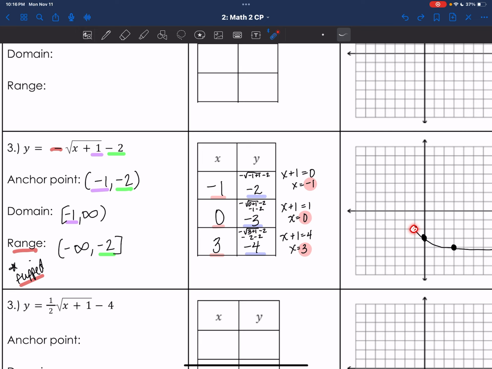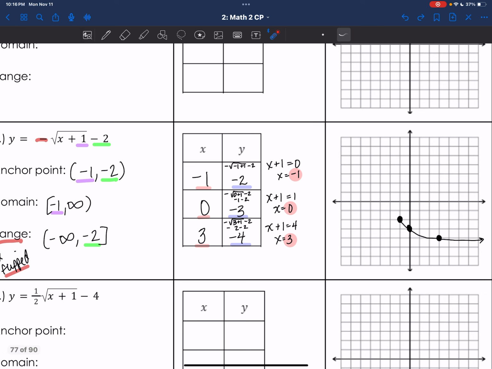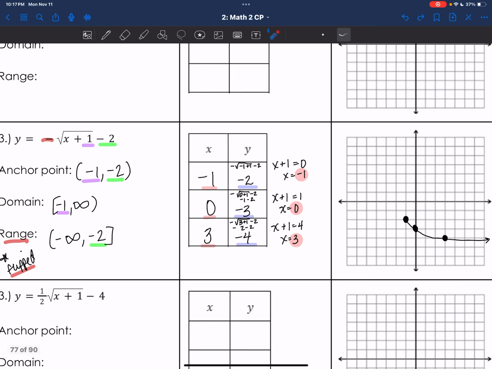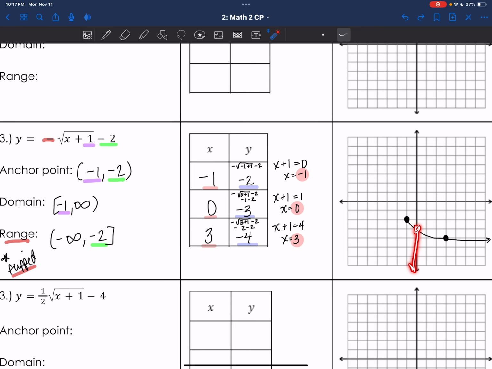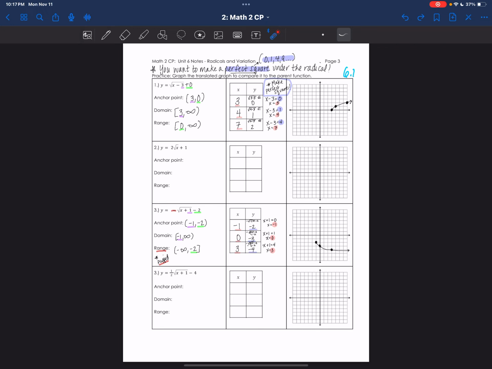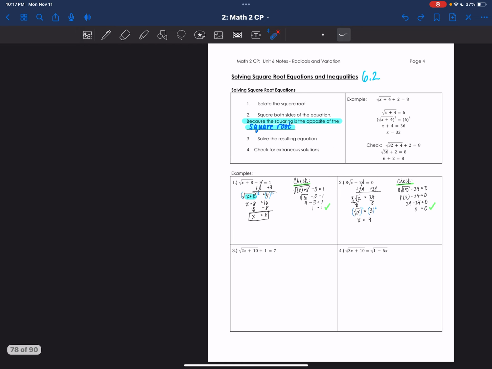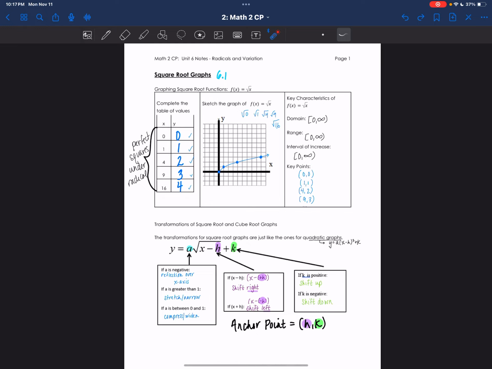So your anchor point is where it begins, think of it like a vertex. It's your h and your k. And domain is your h to infinity. So remember, that's still going to be your x's. So from here on, that's where your domain is. Your range, though, now, since we're going down, is actually going to be from here down. So that's why it's -2 to -infinity. All right, you're going to try that one. And then that is how you do square root graphs.